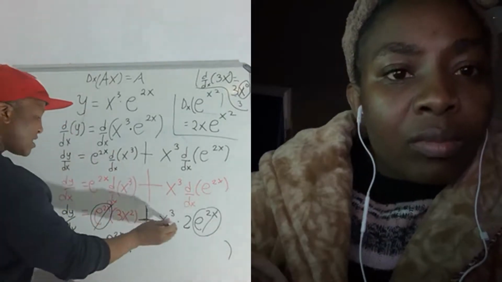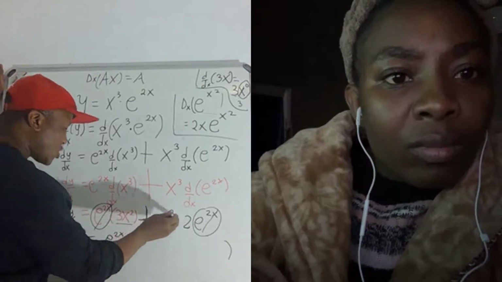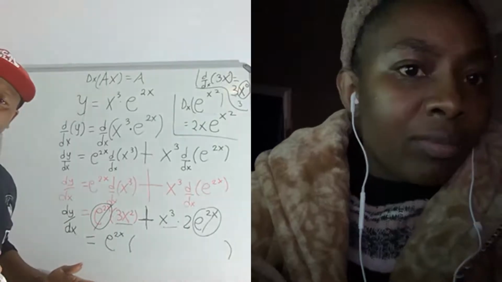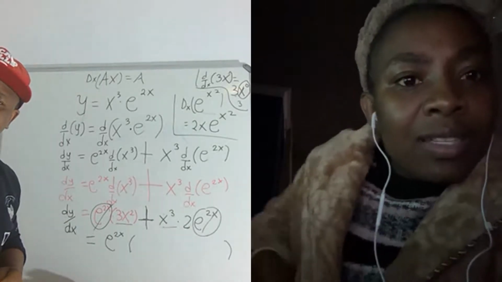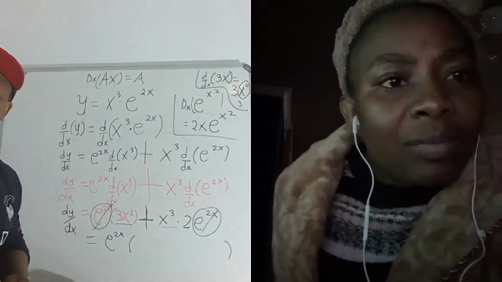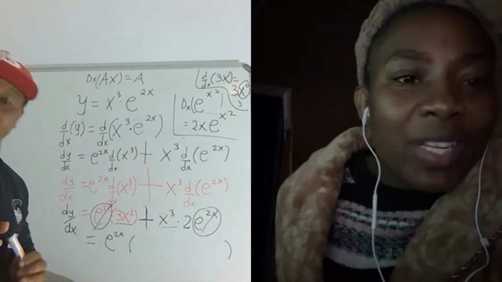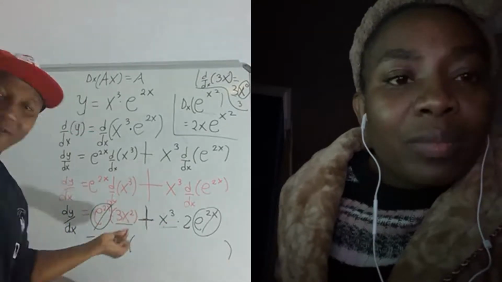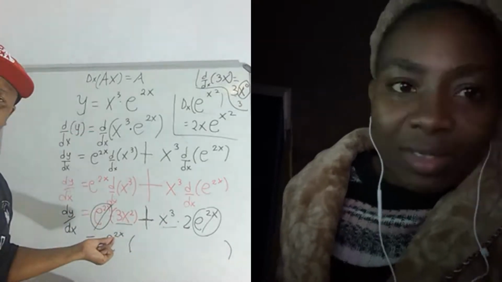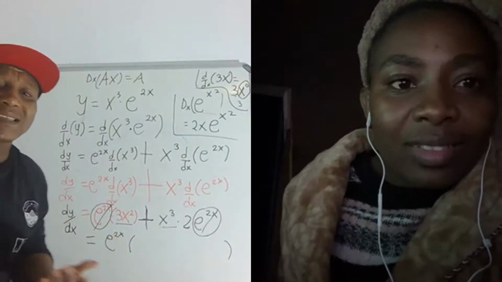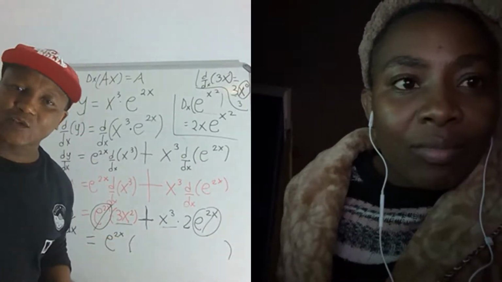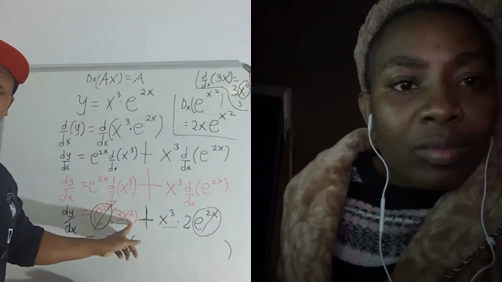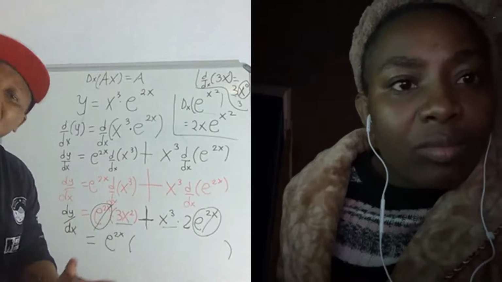Now, between this and this, what is common? 3x squared, x cubed. What can I take out? It's x squared. Do you understand what I'm saying? x squared, because I can take x squared from here, and I can take x squared from here. Why not x cubed? Because there's no x cubed here. But x squared, yes, is common.